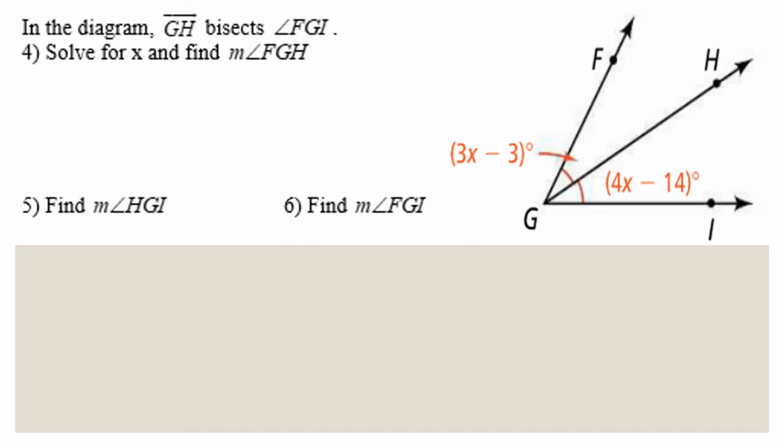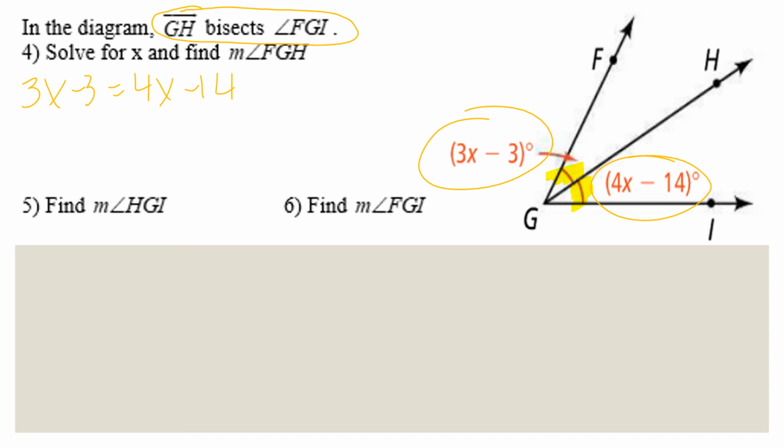So in the diagram, ray GH bisects angle FGI. So that's what I was talking about. You need that in the directions to tell you that those angles are congruent. So first we are solving for x. Because these are congruent, it's an angle bisector, and we have these congruent symbols here, we can set 3x minus 3 and 4x minus 14 equal to each other in order to get x. So I'm going to have 11 on this side and x over here, so x equals 11.